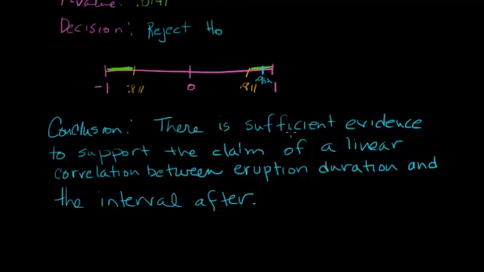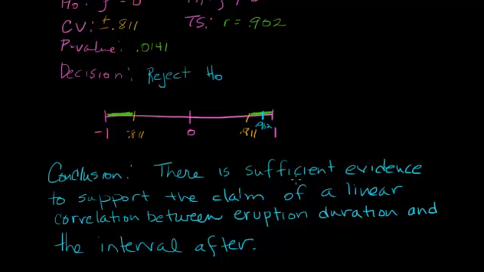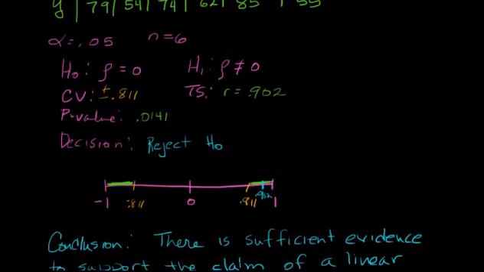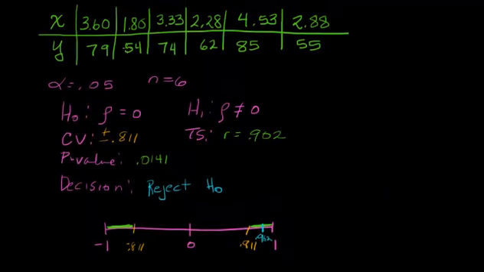So this evidence we're speaking of, what that is, is our sample data. Sometimes you see there is sufficient sample evidence because that is what our evidence is. We have this claim and the evidence we're using to test our claim is here, our paired sample data.